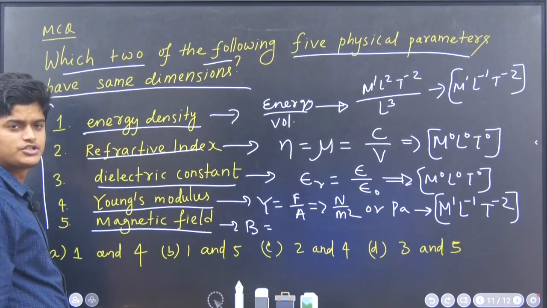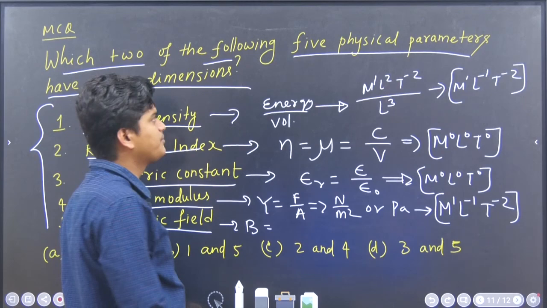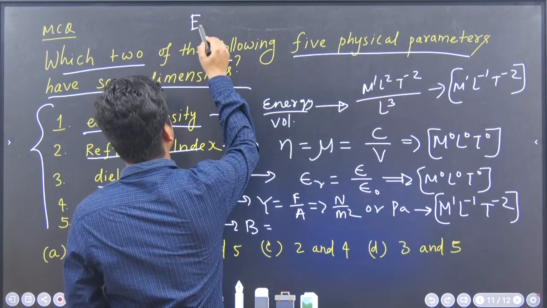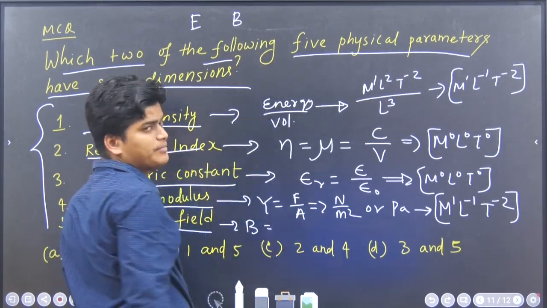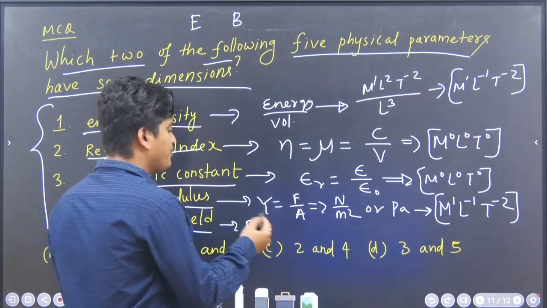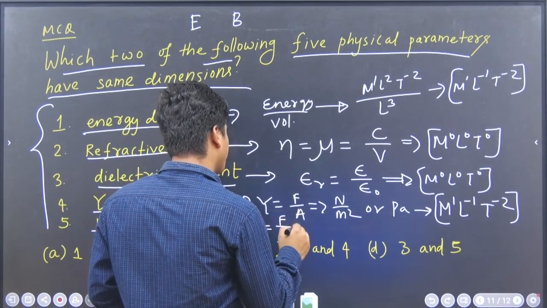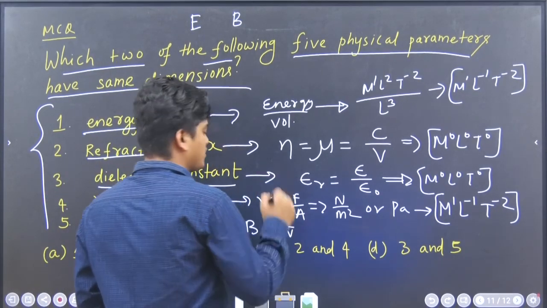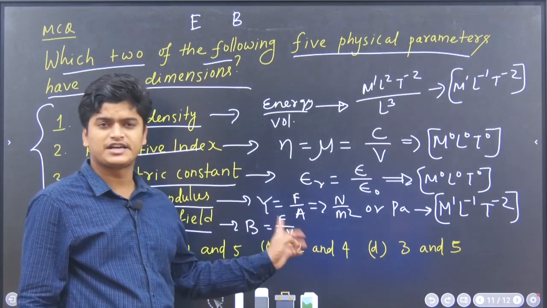Okay. So later we will study what is electric field and magnetic field. Remember E is basically written as electric field, B is called the magnetic field. So here B is what? Now B you can calculate basically as force by charge into velocity. Okay, force by charge into velocity.